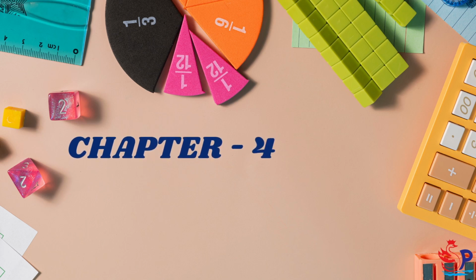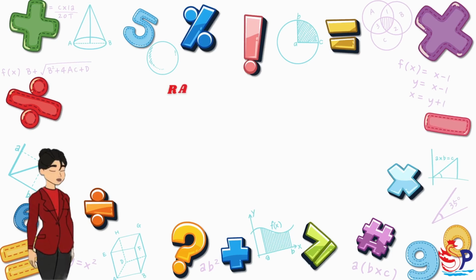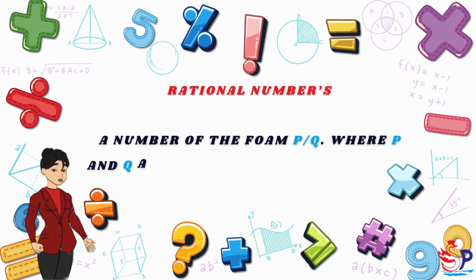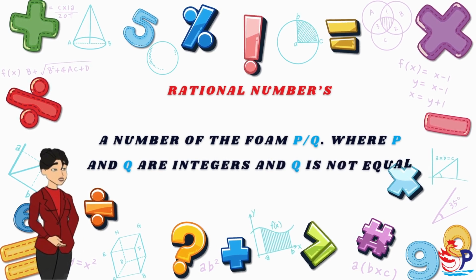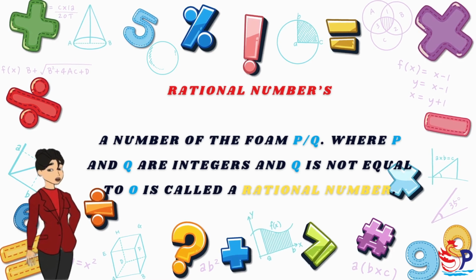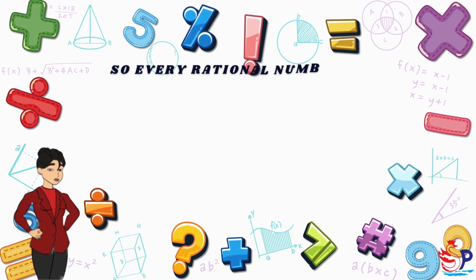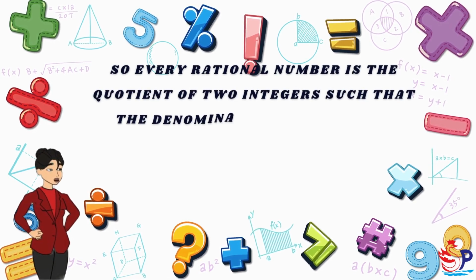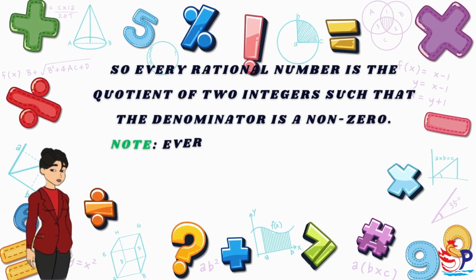Chapter 4. Rational Numbers. What is a rational number? A number of the form p by q, where p and q are integers and q is not equal to 0, is called a rational number. So every rational number is the quotient of two integers such that the denominator is non-zero.